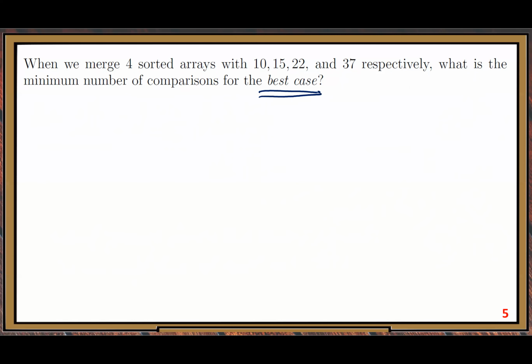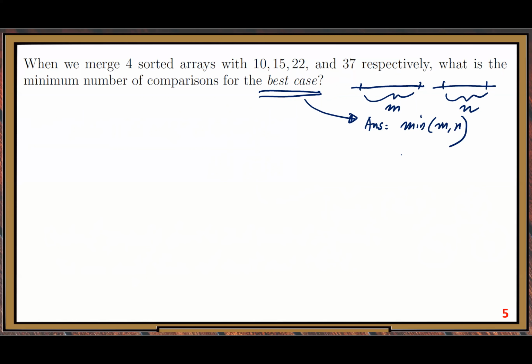First, let's recall the best case formula to merge two ordered arrays. The first array with m elements, second array with n elements. The best case is the minimum of m and n. Okay? Minimum of these two numbers. All right.